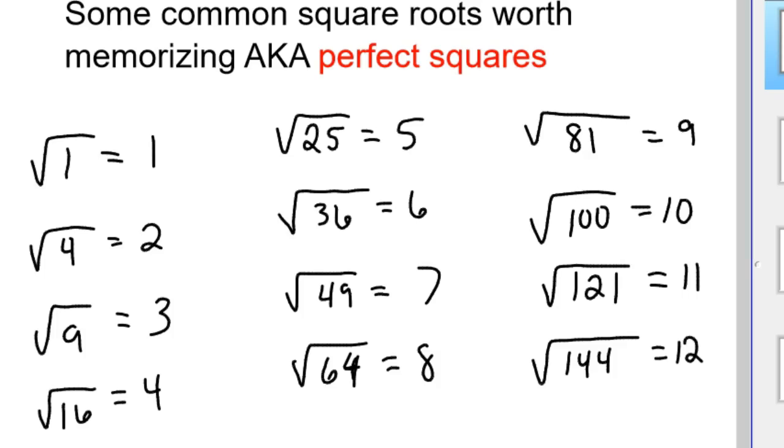Okay, so we're gonna do some work with radicals and square roots and things like that. So here are just some common square roots, also known as perfect squares. Square root of 1, square root of 4, square root of 9, square root of 16. A lot of these you probably should know. If you don't know them, it'd be a good idea to learn them, but I'm not going to spend a lot of time with them.